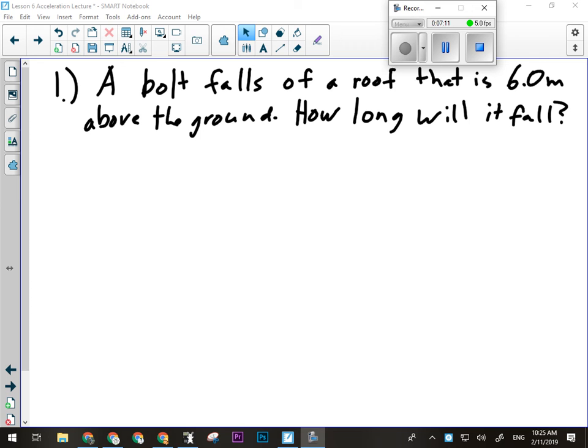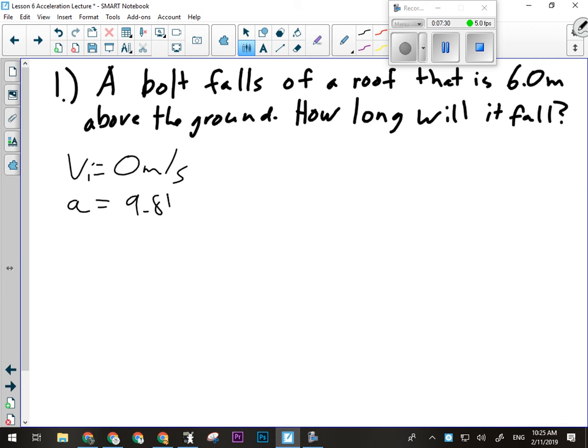So if a bolt falls off of a roof, what was its initial velocity? Zero. You didn't throw it. The only way it could have a velocity other than zero initially is if you threw it. So we know that VI is zero. That's something we have to get from the context of the question. Because it's falling, what's its acceleration? 9.81 meters per second squared. Again, something we have to get from the context of the question. And we are looking for how long it will fall for. So we're looking for a time here. And it is 6 meters above the ground.